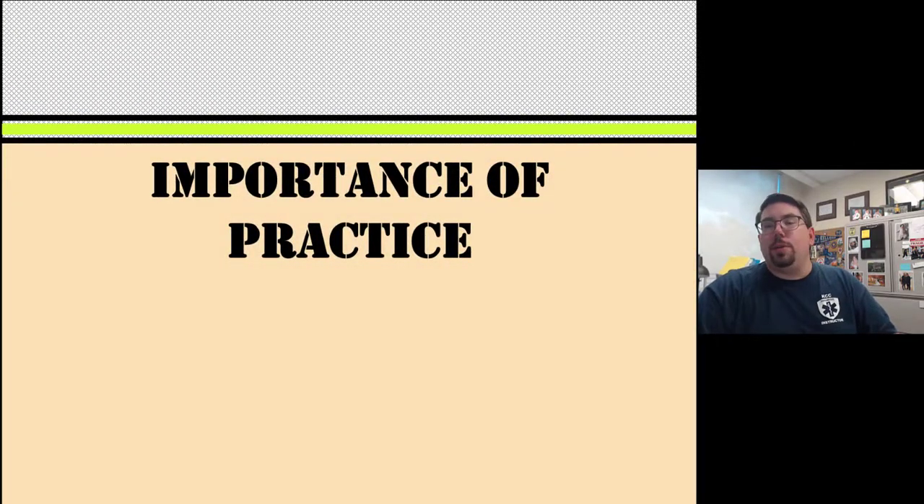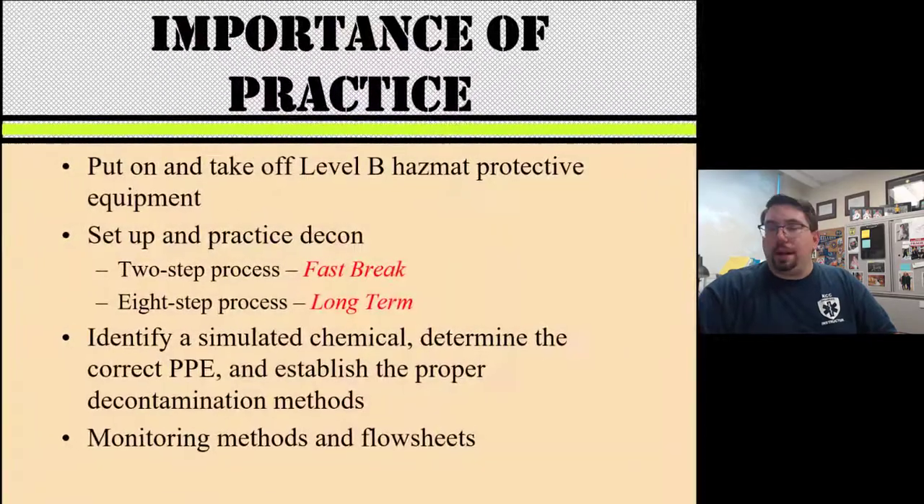We know that practice makes perfect. In order for us to have perfect practice, we need to make sure that we're going to perform like we would in the field. So put on and take off a level B hazmat protective equipment. Set up and take down and practice decon, the 2-step or the fast break or the 8-step process, the long term. Identify a simulated chemical, determine the correct PPE, establish the proper decontamination methods, the monitoring methods and the flow sheets, implement the incident command system. All of these things will help you practice for when you have an actual live event.